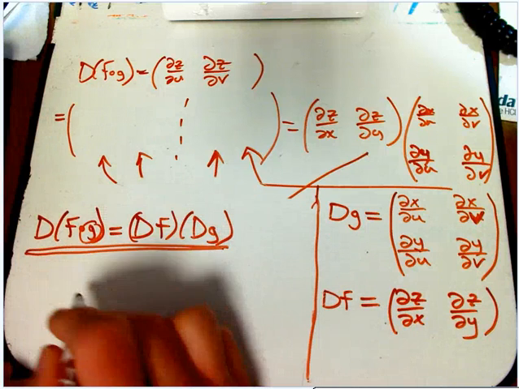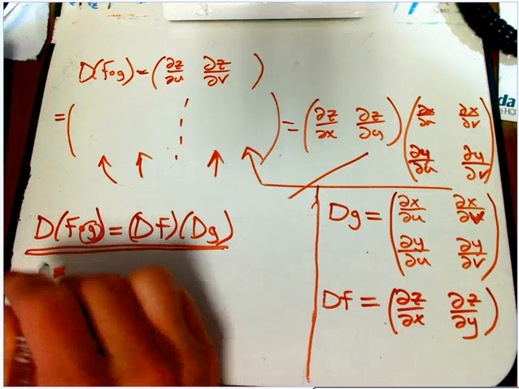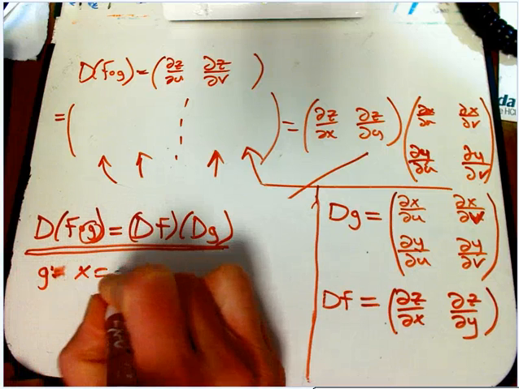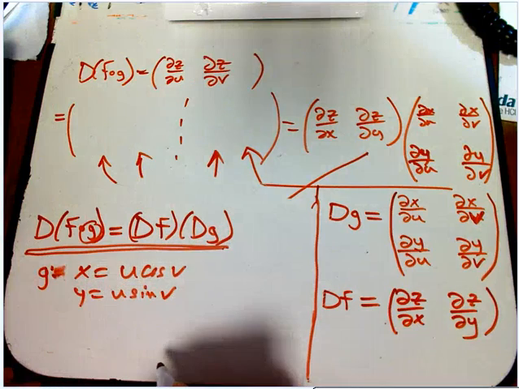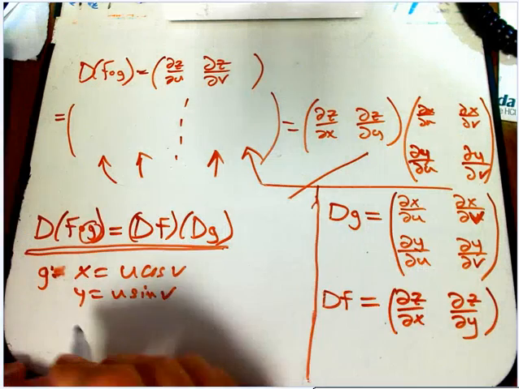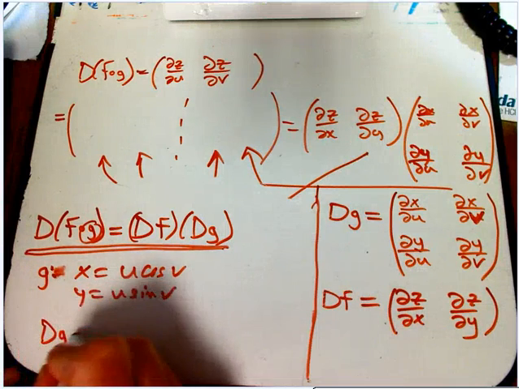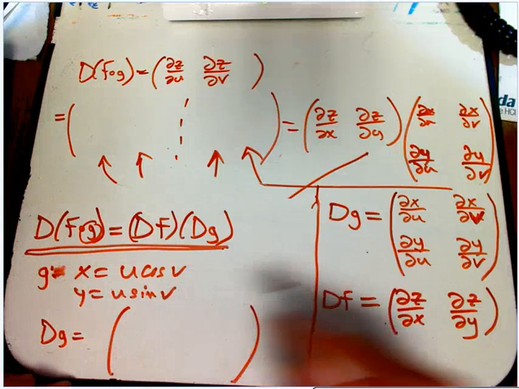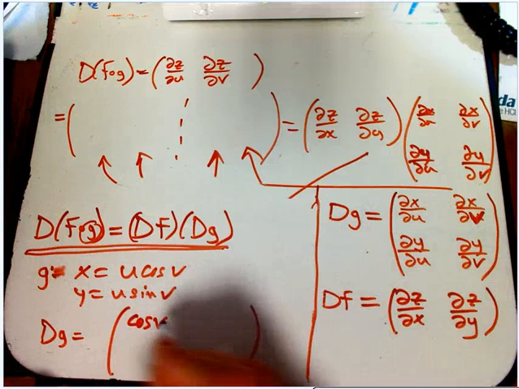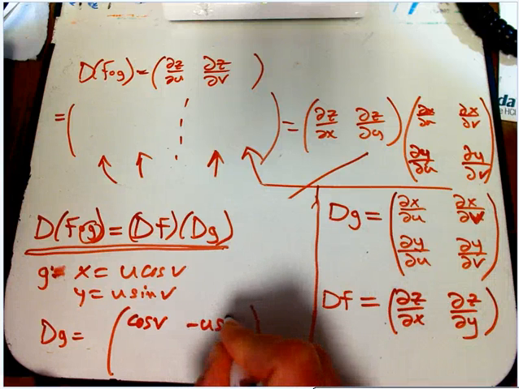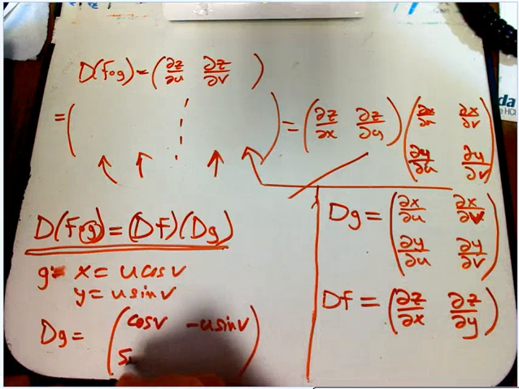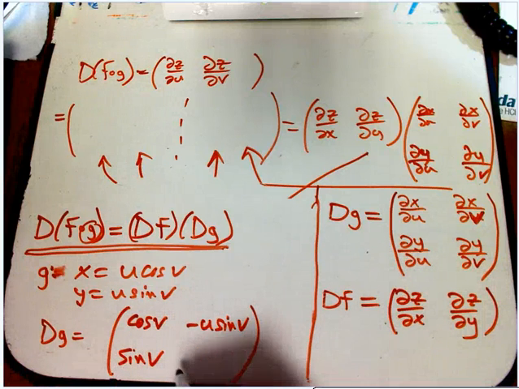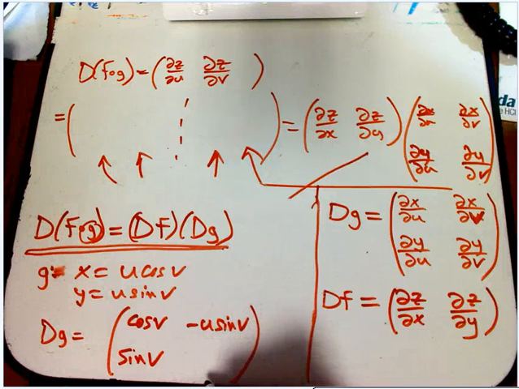And remember g here, we had x equals u cos v, y equals u sine v. And so the matrix of derivatives here, dg, at an arbitrary point: dx du is going to be cosine v, dx dv is minus u sine v. dy du is going to be sine v. Can you see that? Yeah. And dy dv is going to be u cosine v.